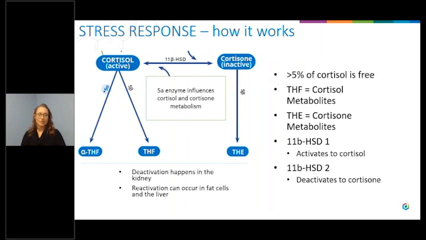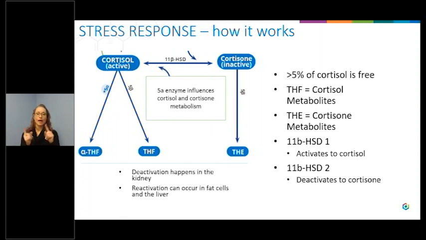So when we're looking at stress response and how it works, we have cortisol production. When we think of cortisol, there is active cortisol, but there's also inactive cortisone. So when our body makes all of this cortisol, about 5% of cortisol is free and available. So our body makes this cortisol, but then has to activate it into its free form. In the free forms of cortisol, we have cortisone and cortisol. There is an enzyme called the 11-beta-HSD enzyme, and this enzyme helps to either activate to the active form of cortisol or deactivate to the inactive form of cortisone.